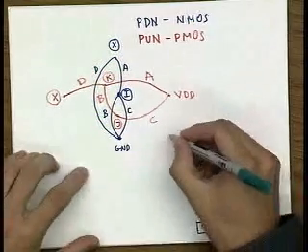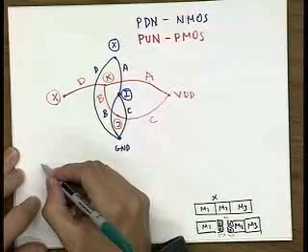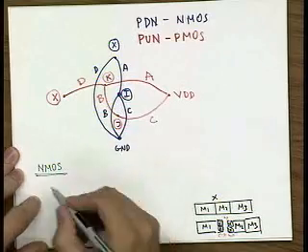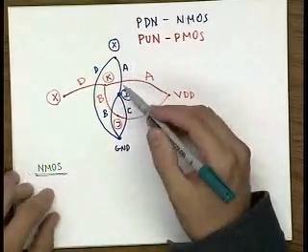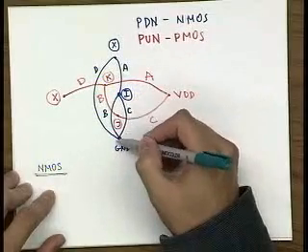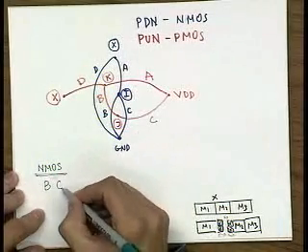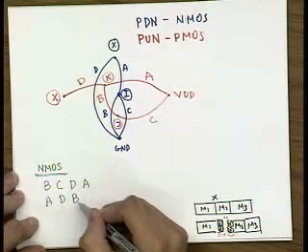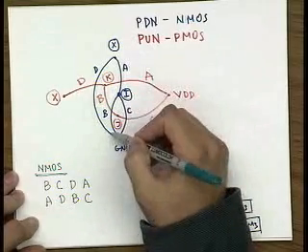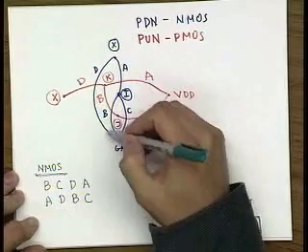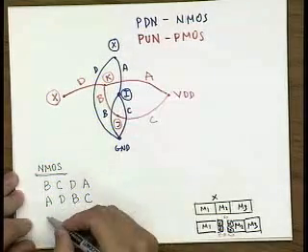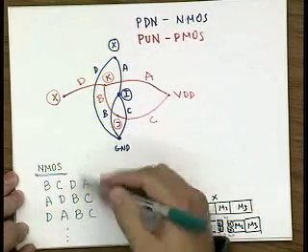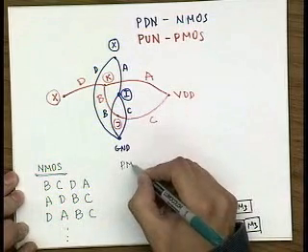So let's first search through the NMOS network. We've identified already a couple through here. We basically said that we can go B, C, D, A. Or we can go A, D, B, C, if you just go in the reverse direction. Now we can also do D, A, B, C, and so on. You can just carry this on. So let's now do the same thing for the PMOS.